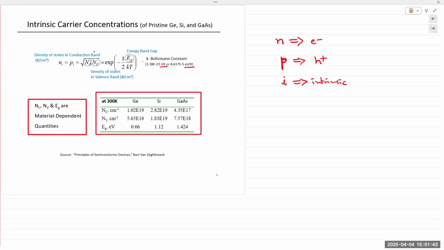Question being asked is, do we always measure band gap in terms of electron volts? The answer is yes. Electron volt is basically the amount of energy that is required to move an electron through 1 volt. Okay, that's a measure, 1 electron volt.